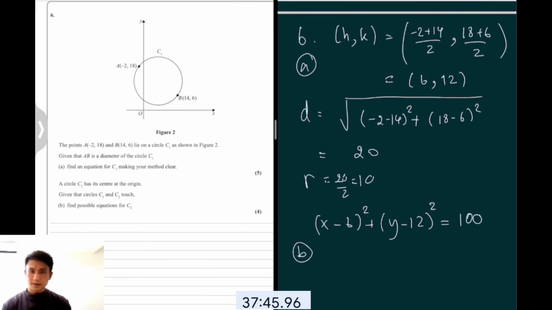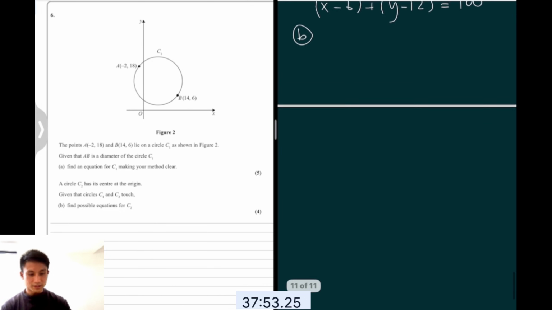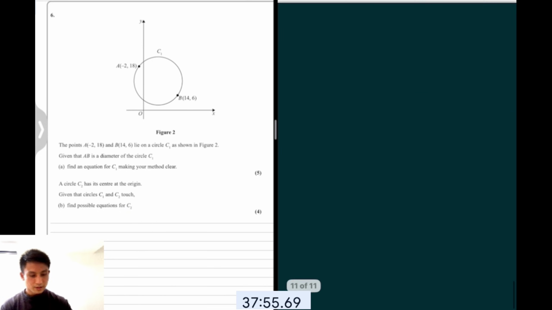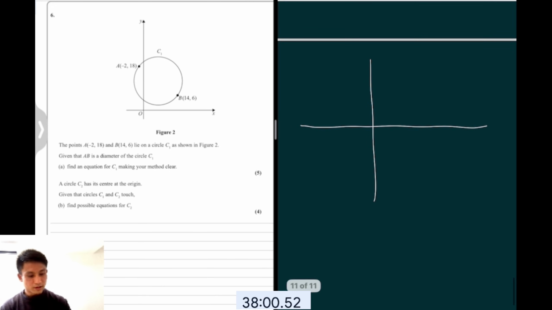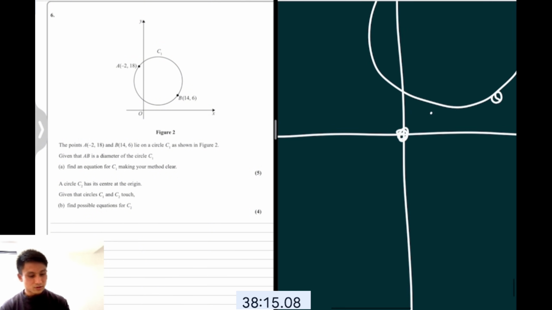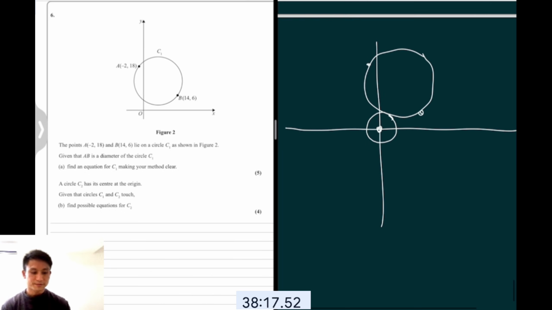Part B. The circle C2 has its center at the origin, given that C1 and C2 touch. Very interesting. So if we draw a rough approximation, oh, we already have C1 there. C1 is like this, of course, and then C2 has the center at the origin and touches C1. That means it's not a big circle here because it's just touching the other one, so it's just like that. Find a possible equation for C2.